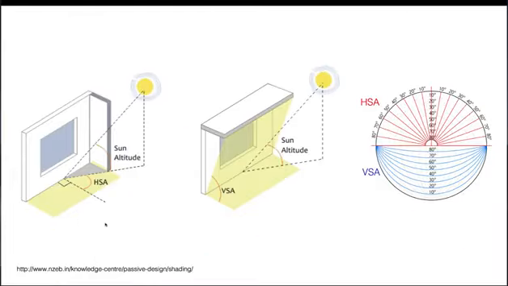Let's just go through a little recap. Today we've discussed VSA, EPA, and HSA. VSA here is about the sun altitude. HSA is about the azimuth more so, and it's creating these fins. And our EPA again is determining the width of the overhang.